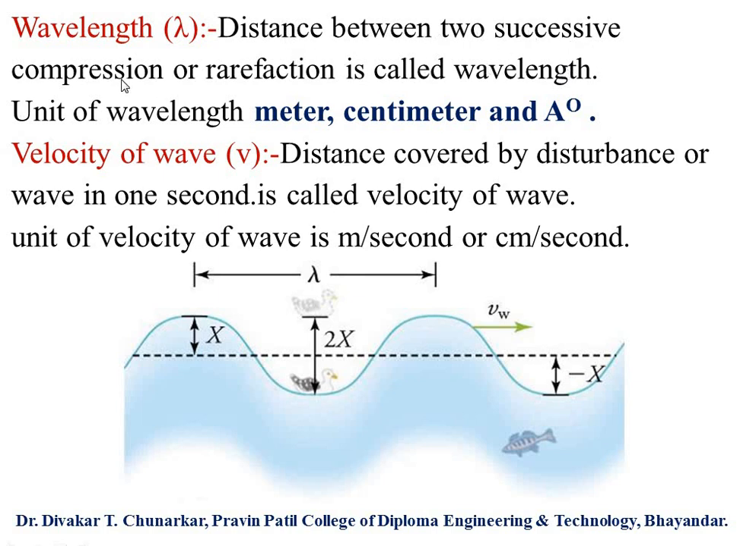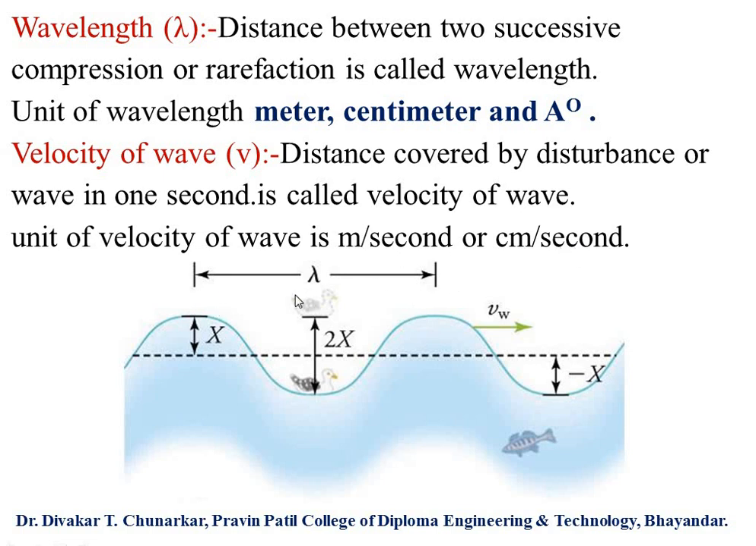Then wavelength: the distance between two successive compressions or rarefactions is called wavelength. In a longitudinal wave, this is the rarefaction, and there is also the transverse wave. The unit of wavelength is meter, centimeter and angstrom. Velocity of wave: the distance covered by the disturbance or wave in 1 second is called velocity of wave. Its unit is meter per second or centimeter per second.